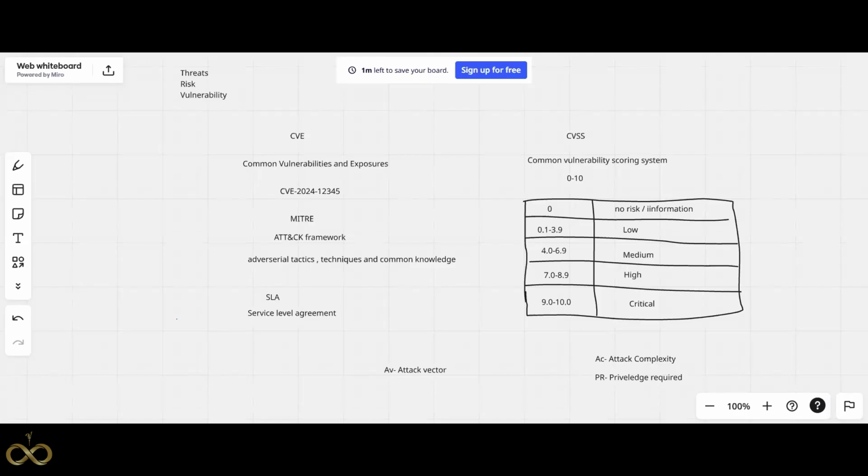Don't get confused between SLA and priority. Both are two different things. Priority means which vulnerabilities should be fixed first, and SLA means by when it must be fixed. There is a difference between them. It's a timeline. SLA is a timeline. Priority means which one to take first, which one to work on first. Clear? Any questions on SLA?